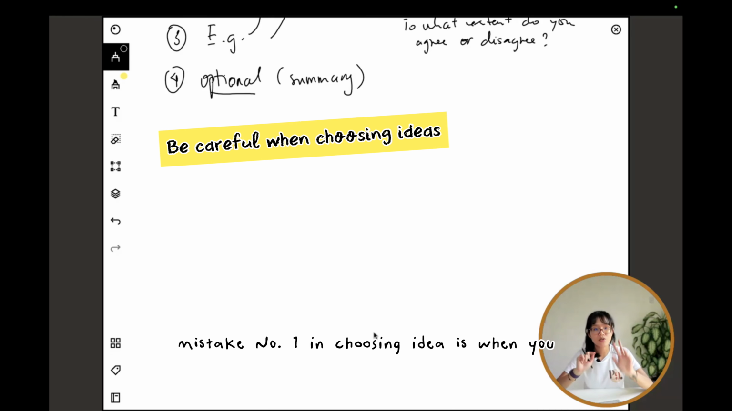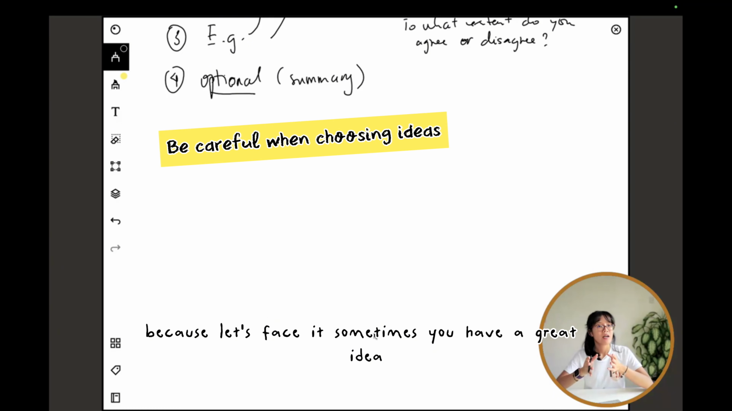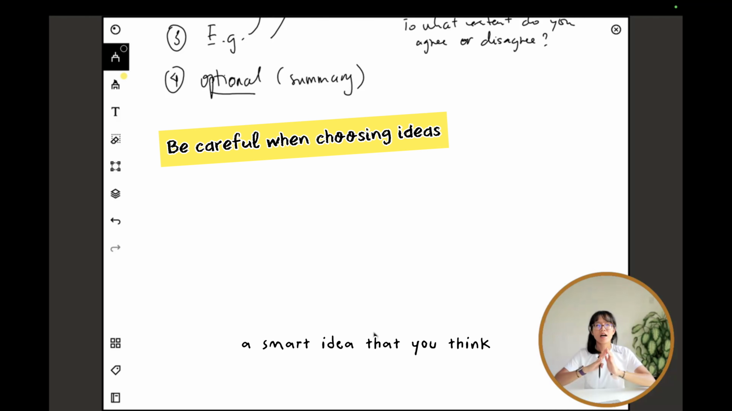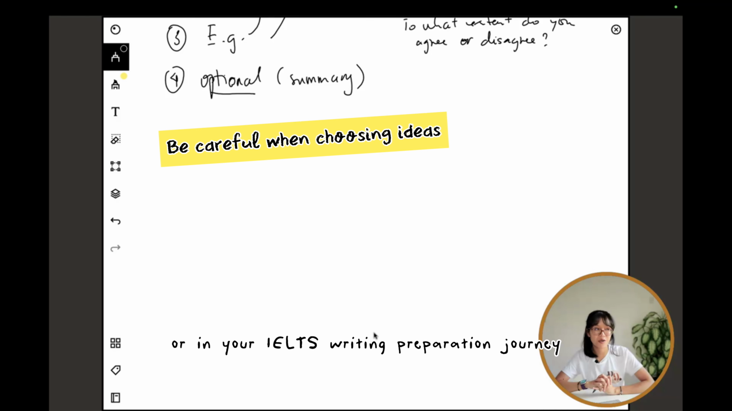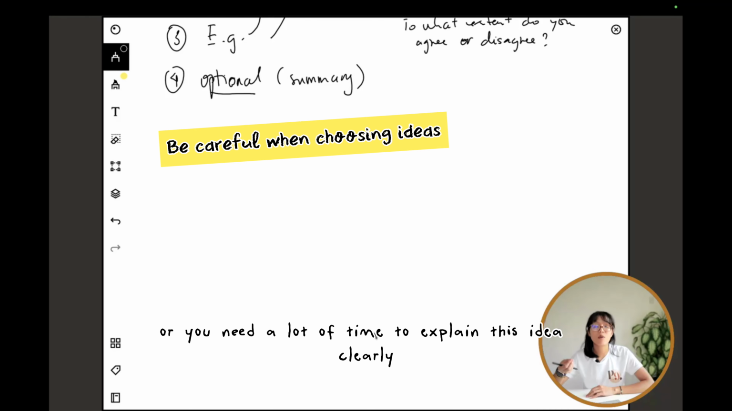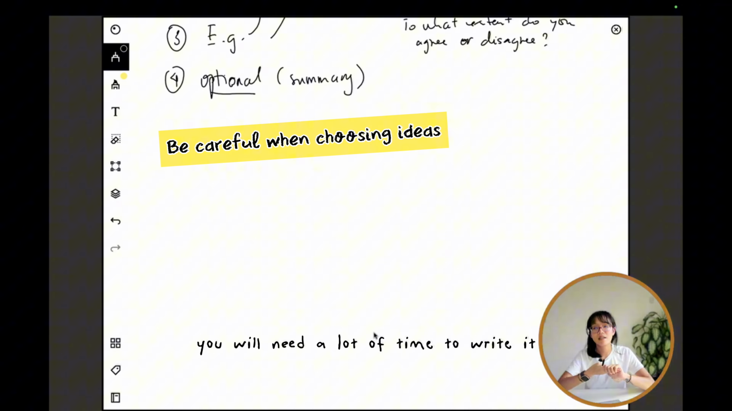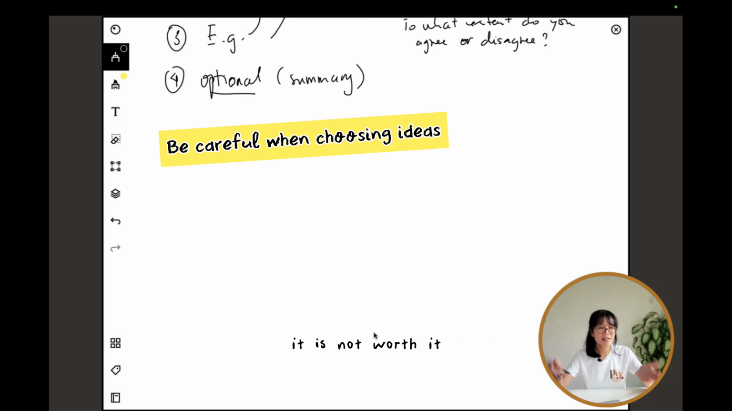Mistake number 1 in choosing idea is when you choose a very complicated idea. Because let's face it, sometimes you have a great idea, a smart idea that you think probably the best idea that you have ever had in your life or in your IELTS writing preparation journey. But this idea is extremely difficult to explain, or you need a lot of time to explain this idea clearly. If you have a very difficult to explain idea, you will need a lot of time to write it to make it a full body paragraph. It is not worth it, right?